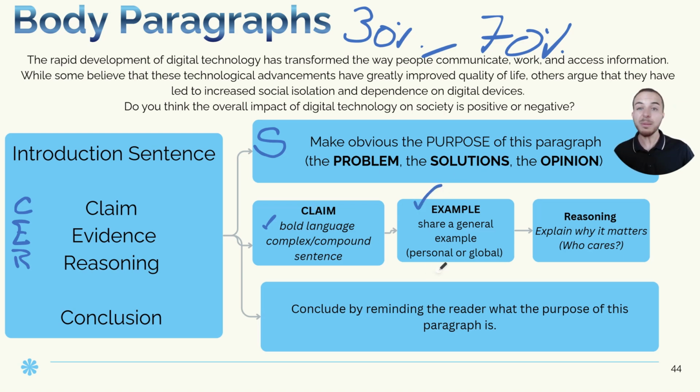Then you're going to share some type of an example. It can be an example from your life or a global example. If you can think of a company that uses some products, or if you can think of a recent digital technology that's transformed people's lives, such as work from home, remote working, Zoom. These are all worldly examples we can use. Finally, we present the reasoning, or why does this matter? Try to have one more complex sentence here where you present why it matters. Connect it back to the main purpose of that essay.